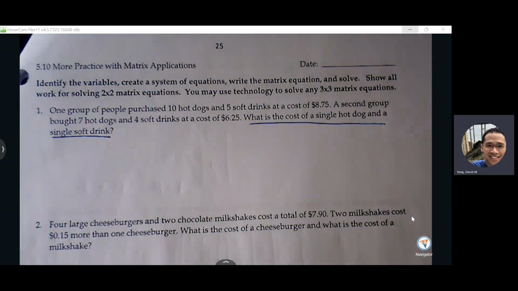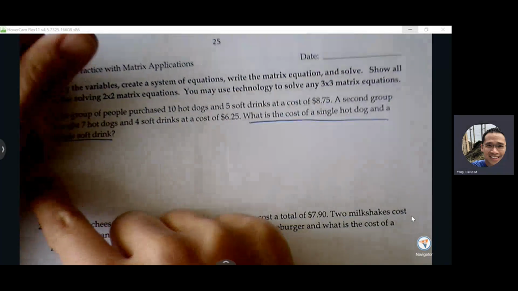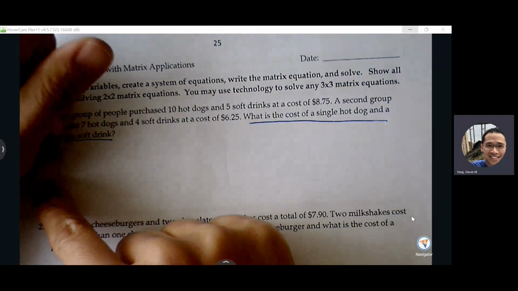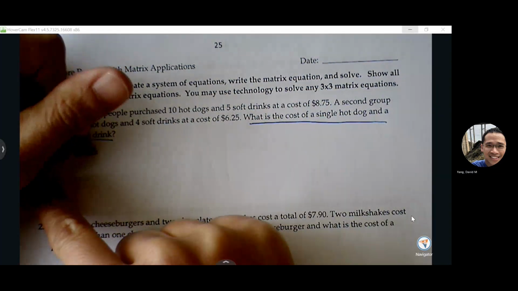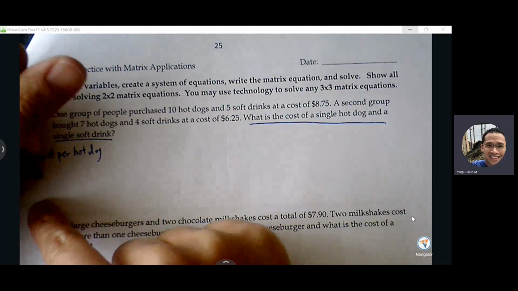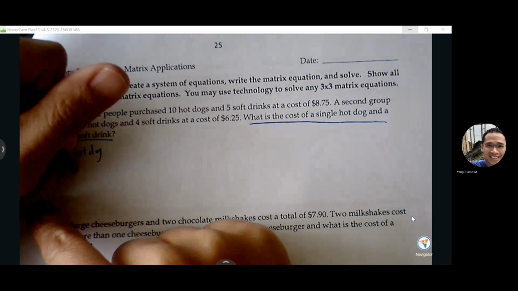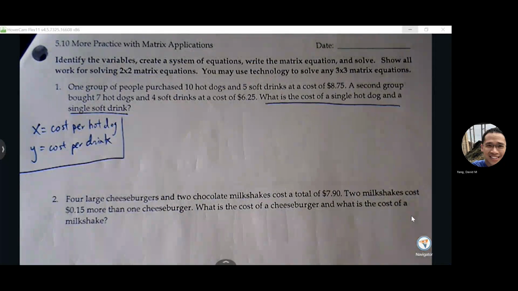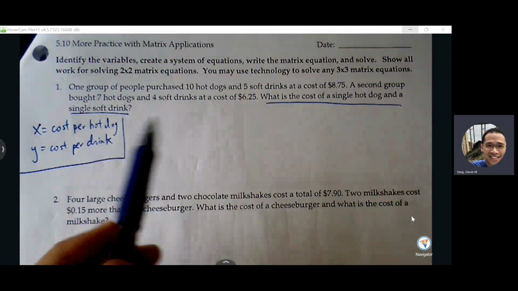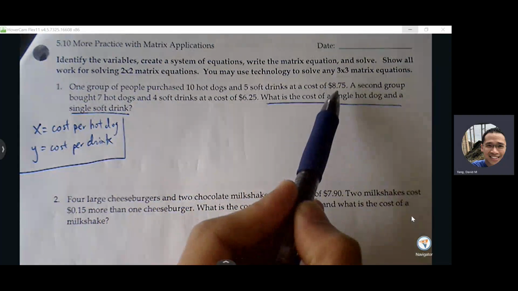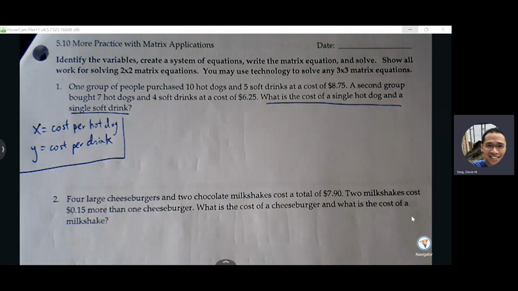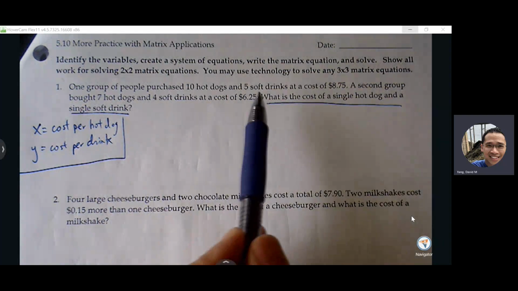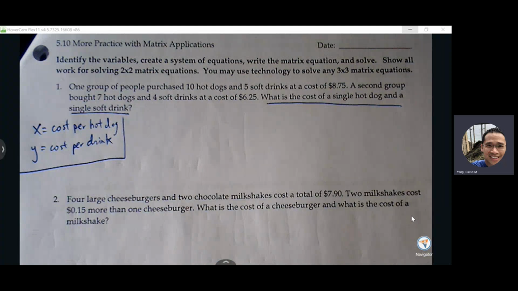So we can say X equals what? What can X represent? Okay, cost, right? So cost per hot dog. And Y would be the cost per soft drink. Now we can start building our equations. The first sentence can be used to build the first equation, and the second sentence can be used to build the second equation. So 10 hot dogs and 5 soft drinks totals $8.75. What equation can we come out of that?